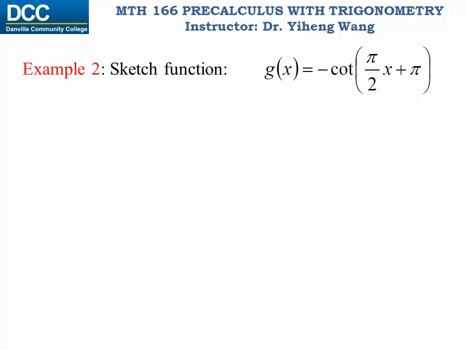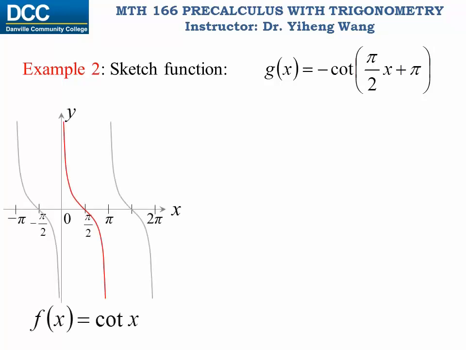Let's look at this example to sketch the function g(x) equals negative cotangent of half a pi x plus pi. So we recognize that the parent function is a cotangent function, and this is what the parent function looks like. If we are going to only focus on the first period, we notice that the first period of this cotangent function starts from x equals 0 and ends at x equals pi.